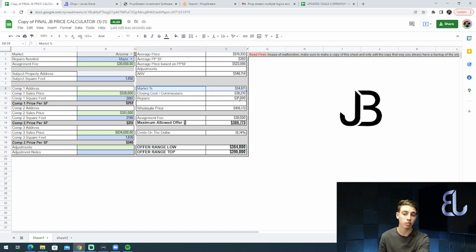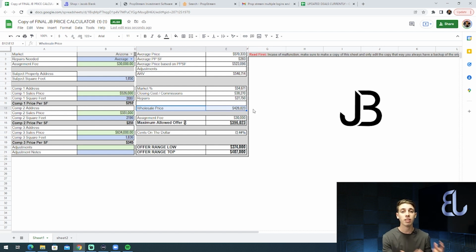Next, this is the market percentage. This is the investor's profit percentage. Whoever we sell the deal to is going to want to make this amount of money, and it's minusing that out. Then closing costs and commissions, 7%. It's minusing that out, and then it's minusing out our repairs, which they put in here as 37,000. I think it only needs 25, so we're going to go down to average, and that puts us at 27,000 repairs. And then it's going to tell us that our wholesale price, the price we would sell the deal to the cash buyer for, would be 426,000.